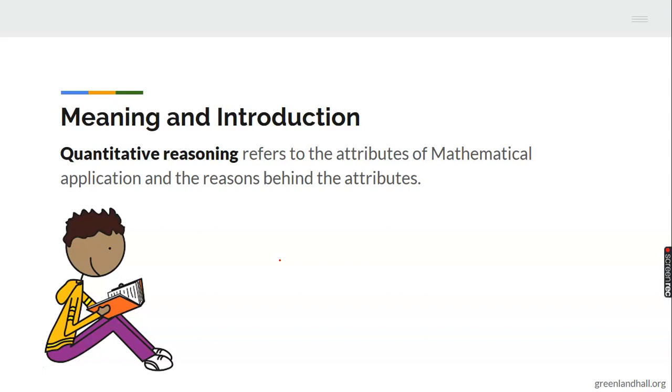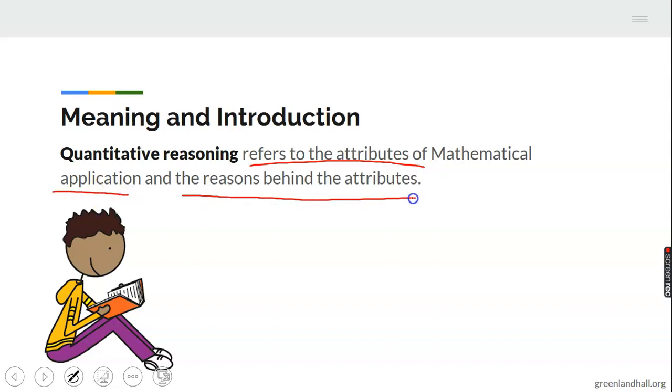Now, what's the meaning of quantitative reasoning? Yes, we have it as a subject, but sometimes we don't really know what it means. Quantitative reasoning refers to attributes of mathematical application and the reason behind the attributes. So we are trying to apply maths, and give the reason why we are doing it. You try to explain why you are doing what you've done, why a certain answer comes out this way, and the reason behind it.